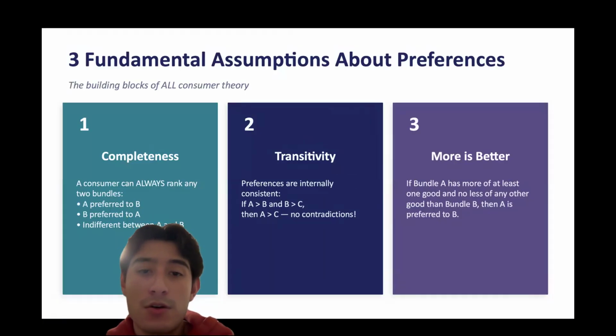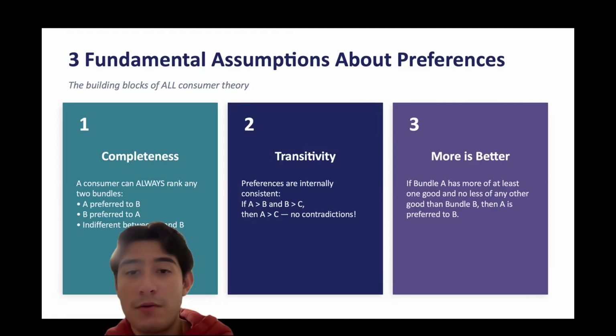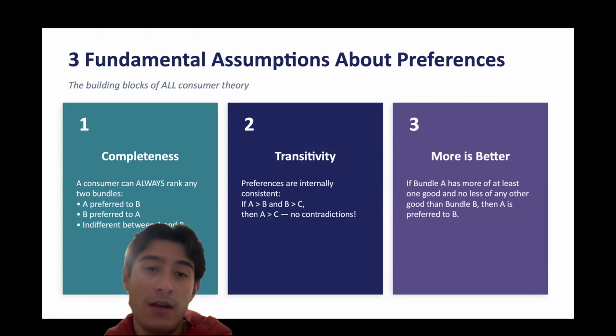Okay, so economists build all of consumer theory around three core assumptions about preferences. Think of these as the ground rules that every consumer is assumed to follow. The first assumption is completeness. This means a consumer can always rank any two bundles of goods. Given options A and B, you either prefer A over B, B over A, or you're completely indifferent between the two. The key word here is always. There's no situation where you can just freeze up and say you literally cannot compare them.